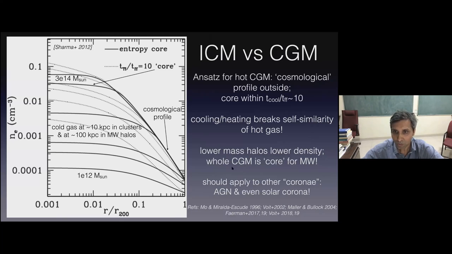And in fact, for the Milky Way, the whole CGM is the core. Basically, the cooling time to the free fall time ratio, even at the virial radius, is smaller than 10. So the whole CGM density has to be modified. And this is what happens in the bottom lines here, in the dotted line and in the solid line. And this sort of argument should apply even to other coronae like AGN and the solar corona, in fact.